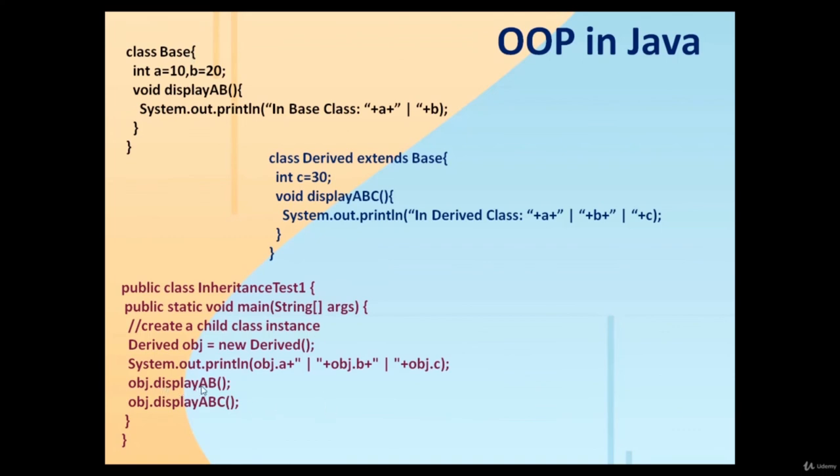And when you say display AB, obj is an object of derived. It will see whether that method is available in its own class, and it is not there. So it will take it from the base class, that means the superclass. So we'll get the output in base class, A will be 10 and B will be 20. And display ABC, that method is directly available in its own class. So we'll get the output in derived class, A will be taken from the base, so 10, 20 and 30 will be the output.